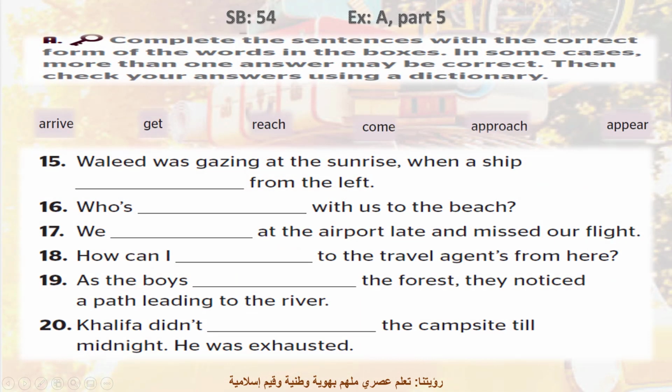Exercise A, Part 5. In Part 5, we have 6 words, but I think you are familiar with most of them. The words are arrive, get, reach, come, approach, appear. As usual, pause the video, fill in the spaces, and replay the video again to check your answers. Here are the answers. 15.